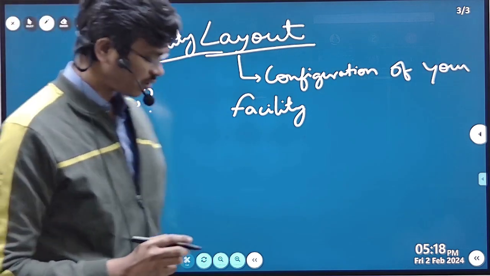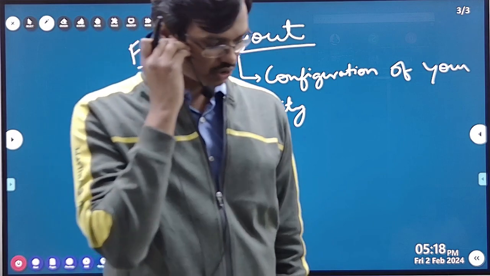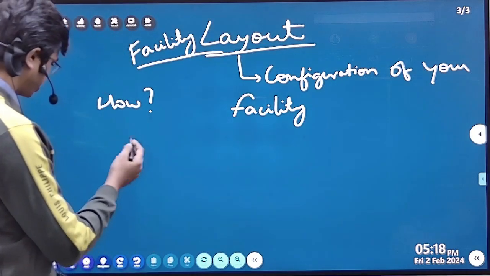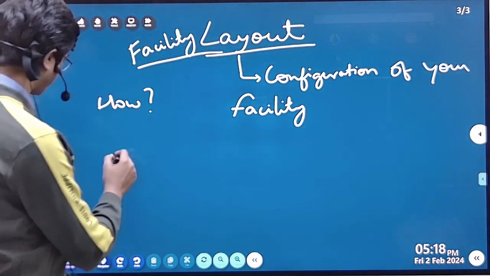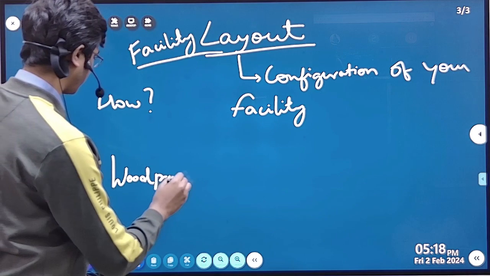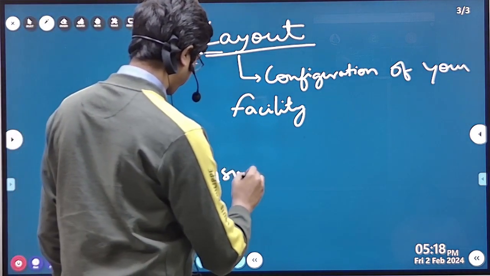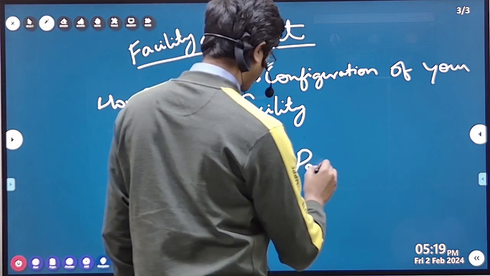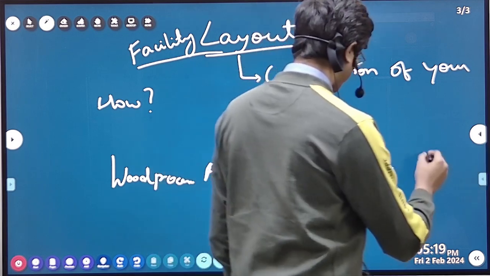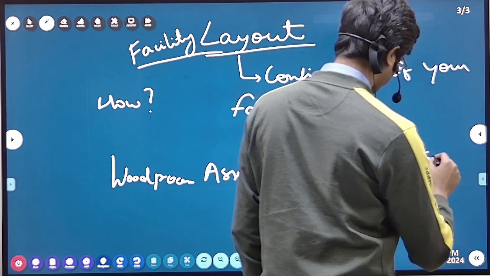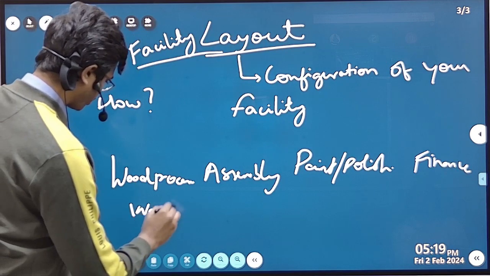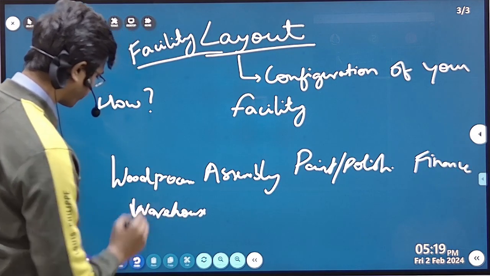Okay, and if you are talking about a factory, where all of your factory sections will be. So suppose you are a furniture manufacturer, right? So you will have wood processing, right? And suppose assembly, and suppose painting and polishing. All of these are, say, different sections, right? And probably you will have finance or your support people, okay? And then you will have your warehouse to store your finished product, or you transport your finished product, okay?